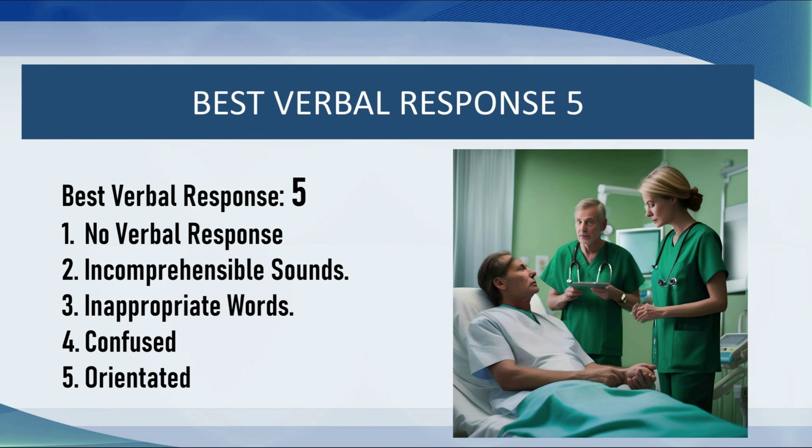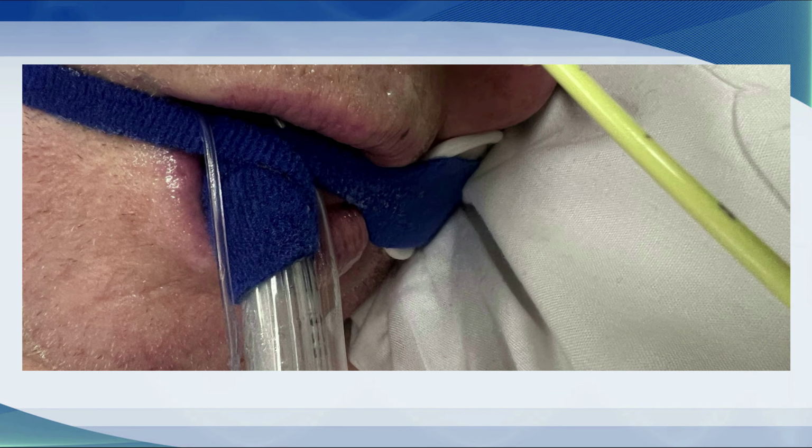The second component of the GCS is best verbal response, and this is out of 5. A patient who is orientated will score 5, confused 4, inappropriate words 3, incomprehensible sounds 2, and no verbal response 1. Now there's a problem with this, because if a patient has an endotracheal tube in situ, well then they can't talk, they can't communicate, they can't even make incomprehensible sounds. So often the GCS in a patient who is intubated is scored with a T afterwards.